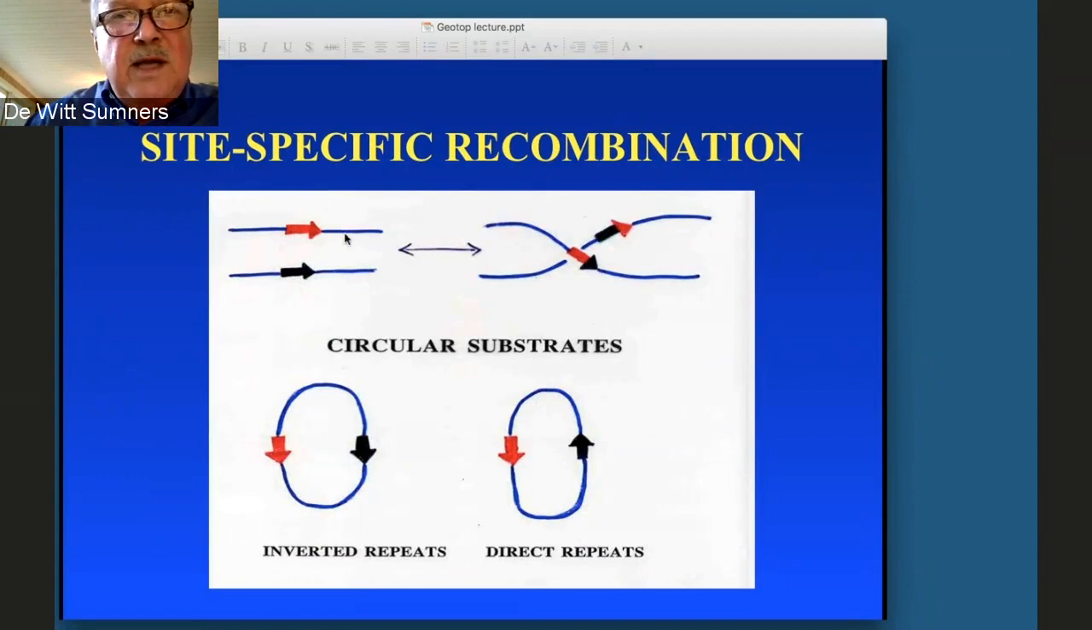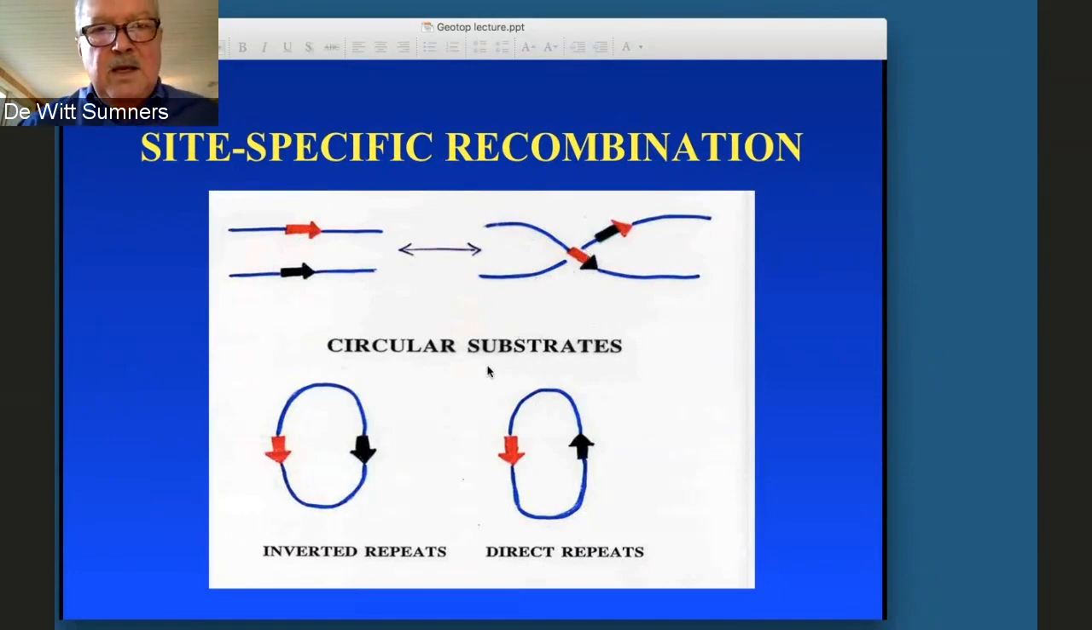These two bits are the recombination sites, and they are brought together in the presence of a protein. The protein attaches to the DNA at the red and the black, and then it performs a duplex break in the red here and a duplex break here, and the red gets glued to the black, and the black gets glued to the red, and this is the recombined DNA.